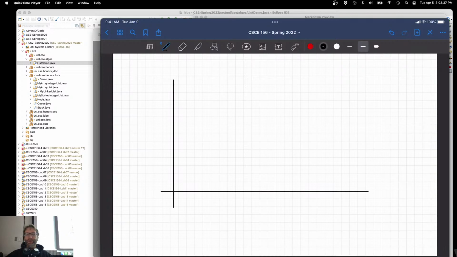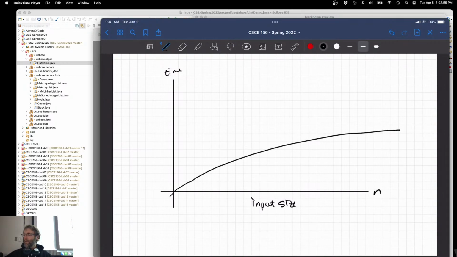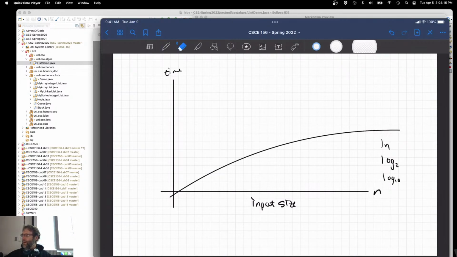I'm drawing my x and y axis like this, right? This is the input size, n. And this is, say, the time. Logarithmic. Okay, logarithmic. What would that look like? It's monotonically increasing, but it flattens out, something like that, right? Log. Now, what kind of log? That's the natural log. That's log base 2. You can also have log base 10. So which one is that? Yeah, it doesn't matter, does it?